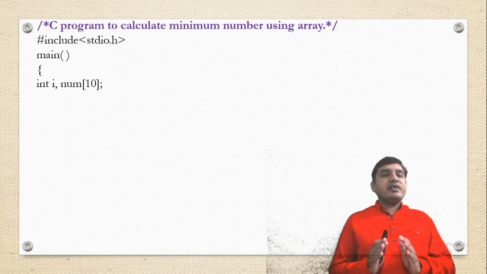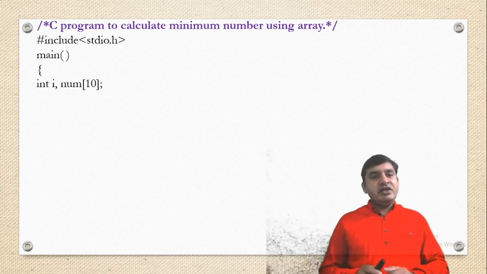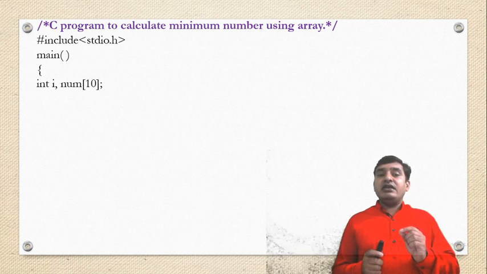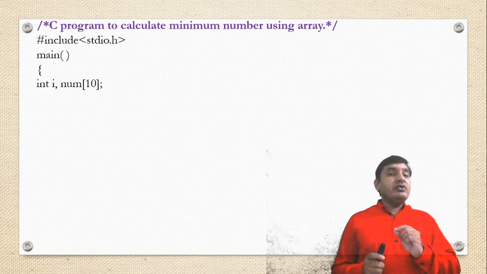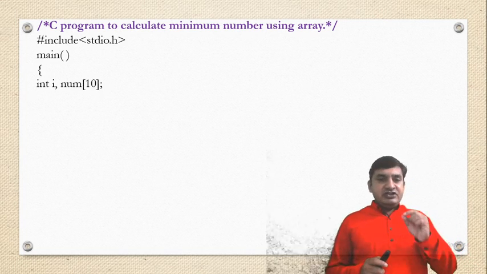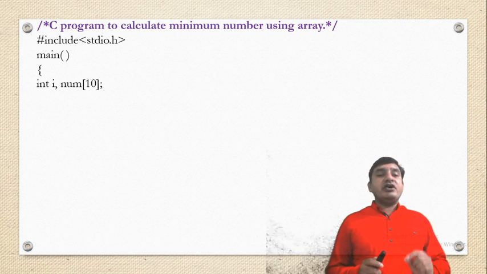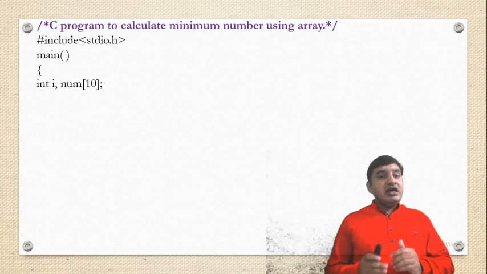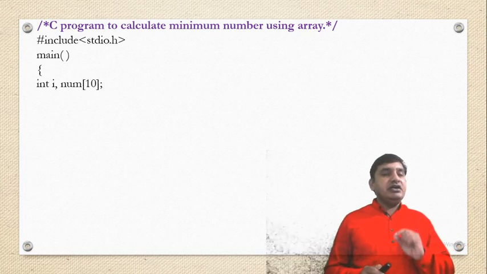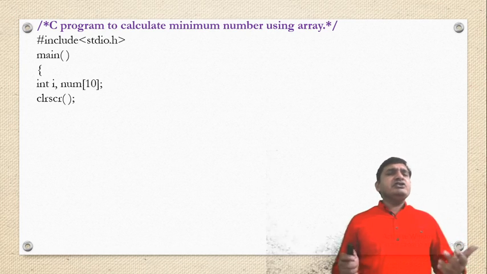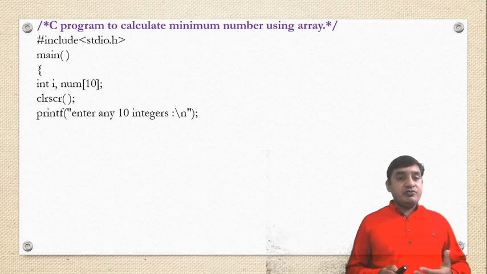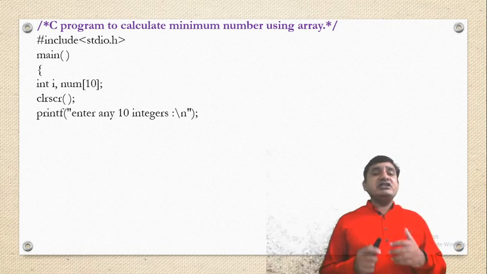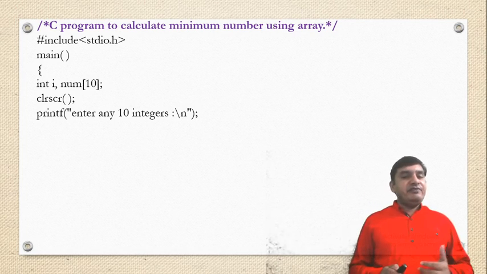Now we have to consider one array. The name of the array is num. This is the name of the array, and this array consists of 10 elements. This is a one dimensional array, and all the numbers are integers. Now clrscr, which is used to clear the previous output. Then printf, "enter any 10 integers". This message is displayed on the screen by using the printf function.